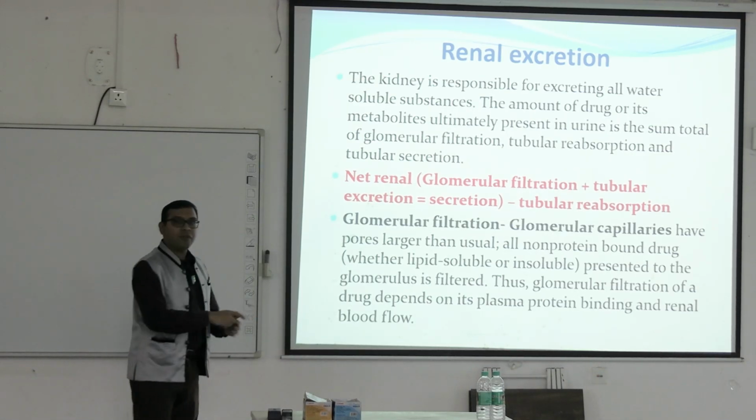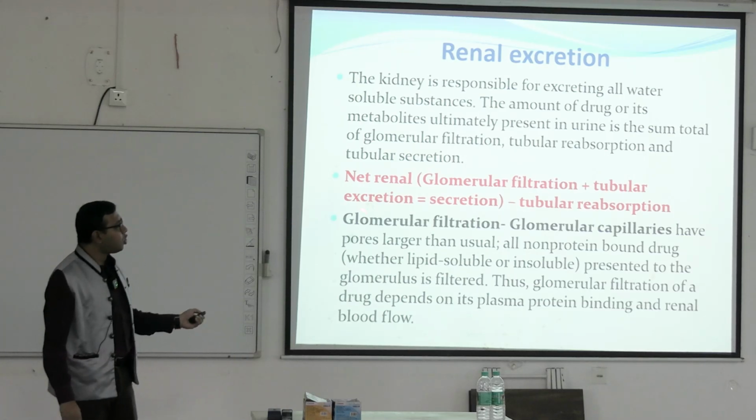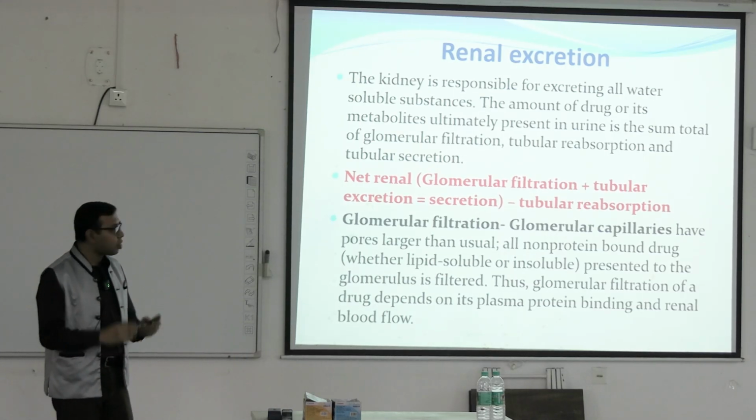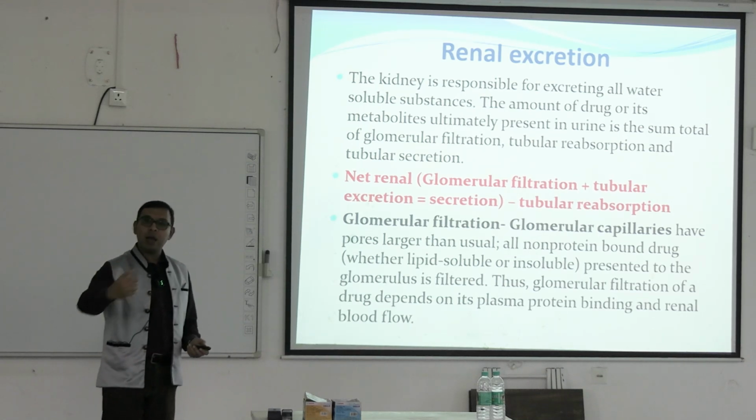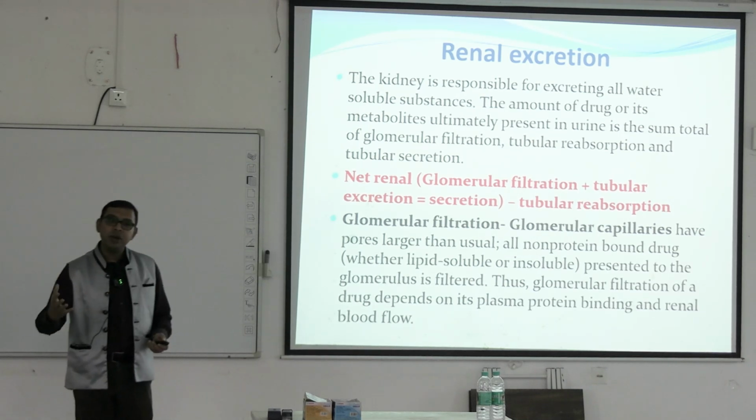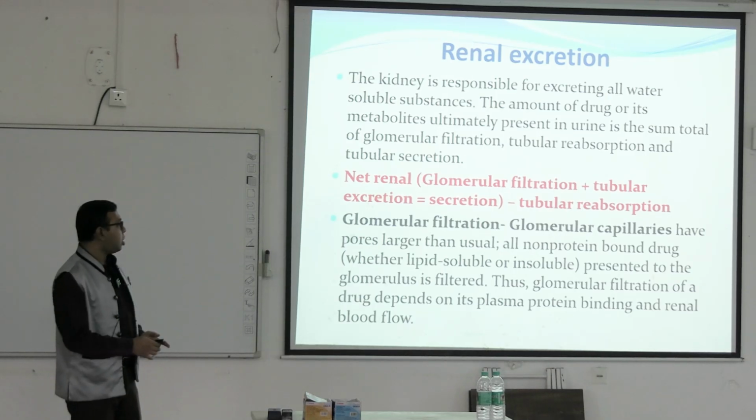It will be glomerular filtration, the amount of the drug that is filtered in the glomerulus, plus tubular secretion, and minus tubular reabsorption. Minus means that some part of the drug that is already in the tubules is reabsorbed back to the blood. So ultimately this is the net renal excretion.